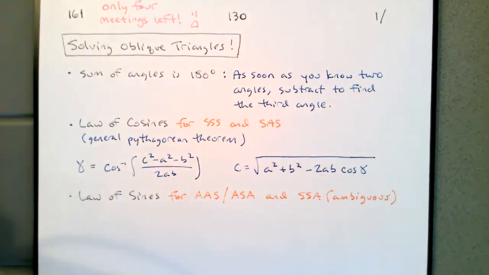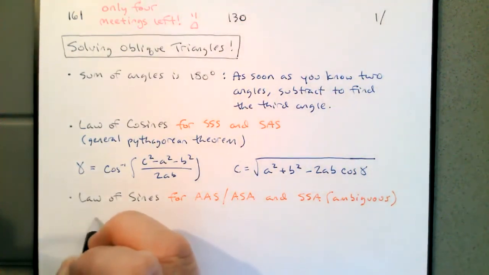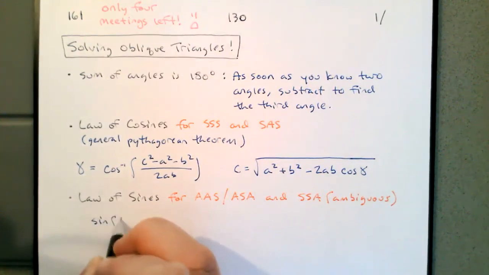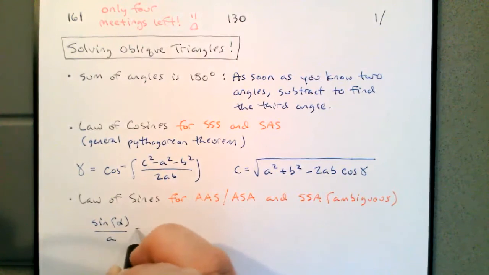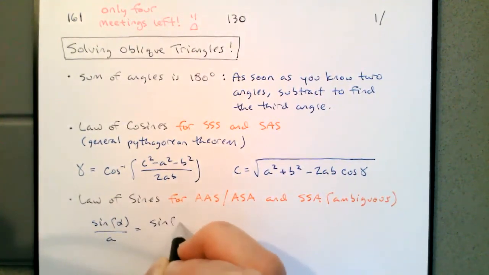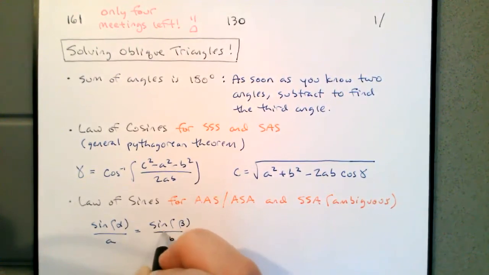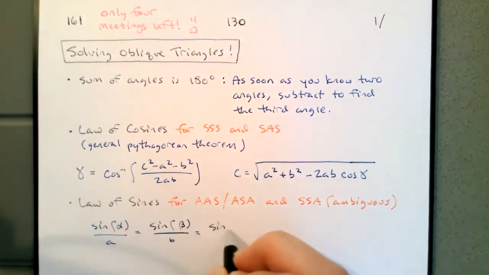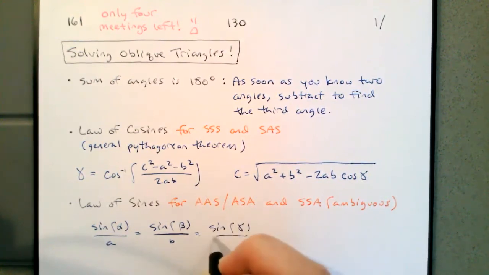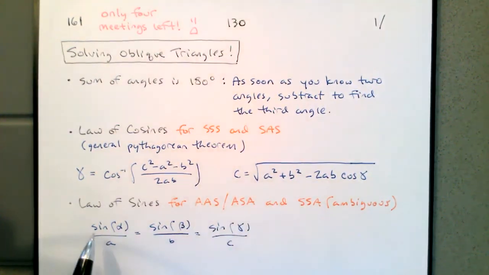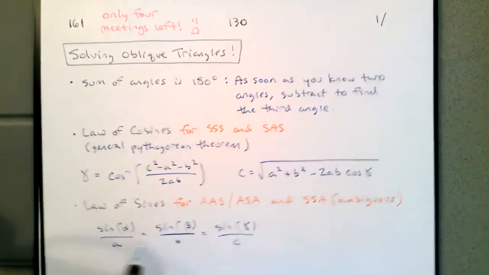So this is two sides and the angle opposite one of those sides. Different than the law of cosines, which is two sides and the included angle. This is two sides and the angle opposite one of those sides. So the law of sines says that the ratio of the sine of an angle to the side opposite that angle is constant in any triangle.